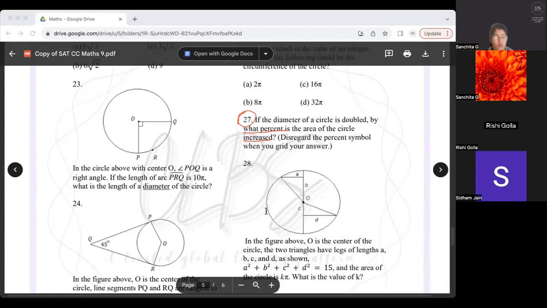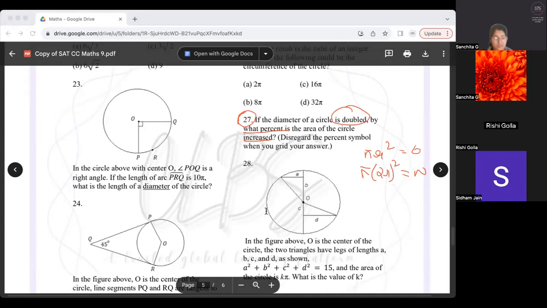So first, you said the area is pi r square, right? My new circle has its diameter doubled. So the area of the new circle, this one is old, new is pi into 2r whole square. Do you agree with me? Yes, ma'am. Okay.